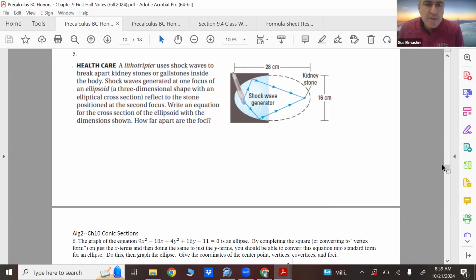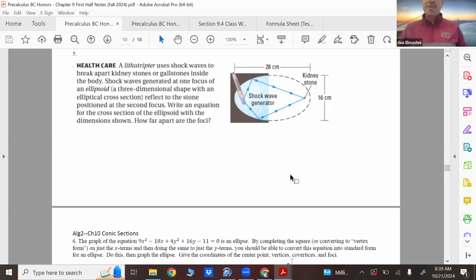Shock waves generate at one focus of an ellipsoid, a three-dimensional shape with an elliptical cross-section, and reflect to the stone position at the second focus. Okay. Write an equation for the cross-section of the ellipsoid with the dimensions shown. How far apart are the foci?